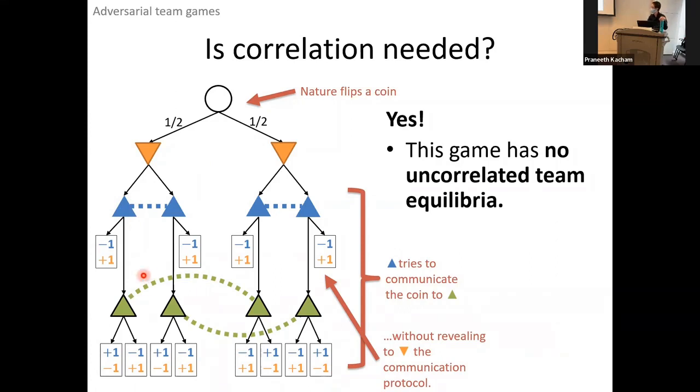That is correct. But if green knows what blue did and orange also knows what blue is going to do to communicate that, orange can just win. So any separate randomized strategy where green doesn't have some prior shared information, orange can exploit. That's correct. So correlation is kind of like prior shared information, like telling them about a communication protocol before they use it.